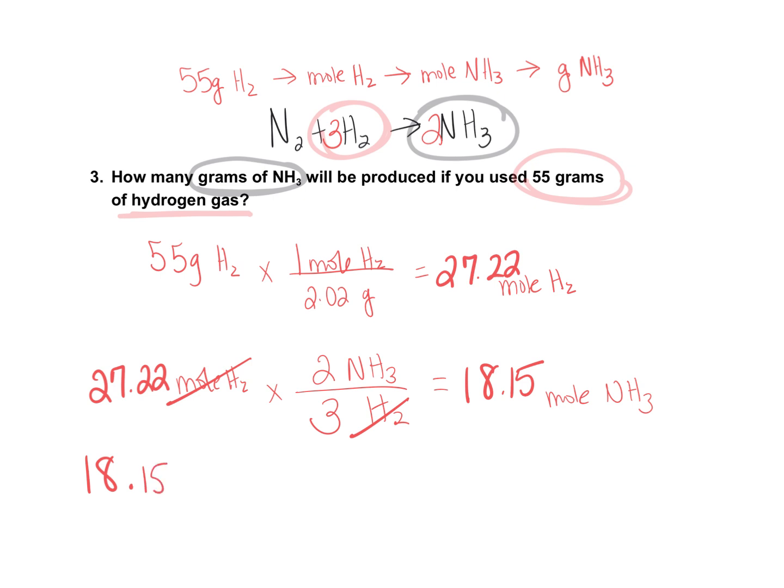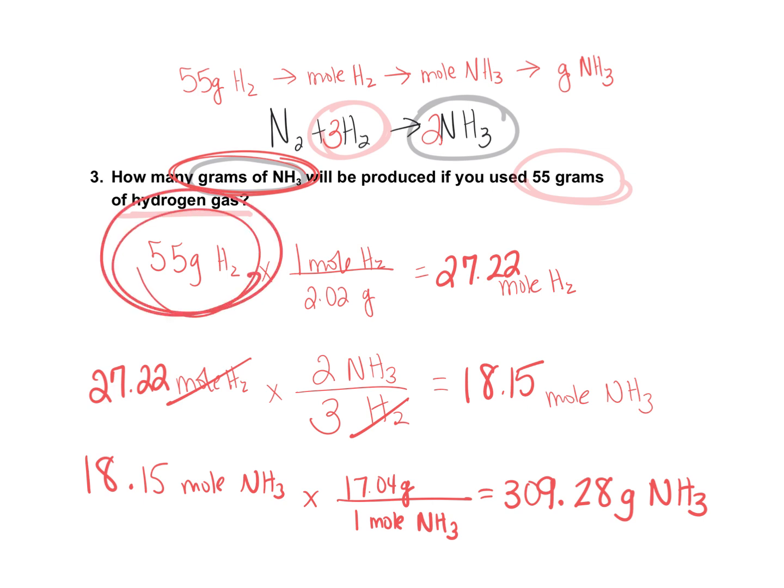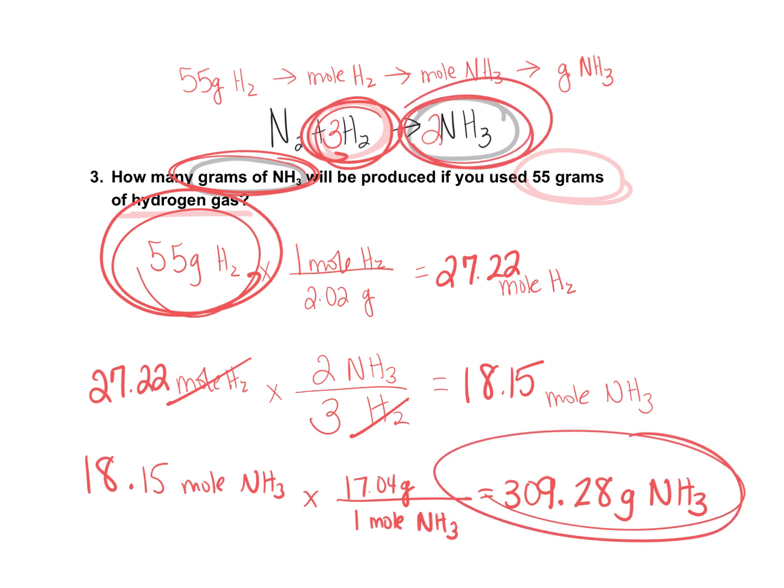So I've got my 18.15 moles of NH3, and I need to know how many grams that'll be, because that's what I'm asking for. It's asking how many grams. Well, I know that 1 mole of NH3 is approximately 17.04 grams. So I'm going to do 18.15 times that molar mass, and I would be making 309.28 grams of NH3. So I started here with grams of hydrogen, and I figured out how many grams of product I would make. And that, ladies and gentlemen, is stoichiometry for you.